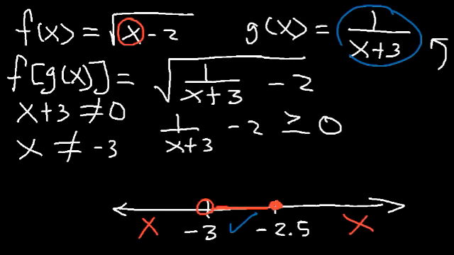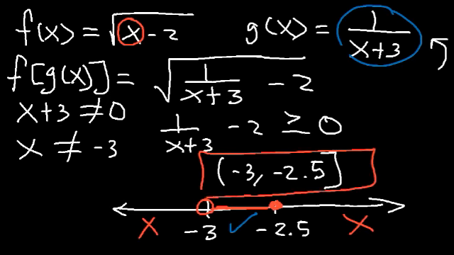So this is the answer using a number line. So we can clearly see the solution in interval notation. It's going to be from negative 3 to negative 2.5. But since it includes negative 2.5, we're going to use a bracket. So this is the domain of the composite function for f of g of x.